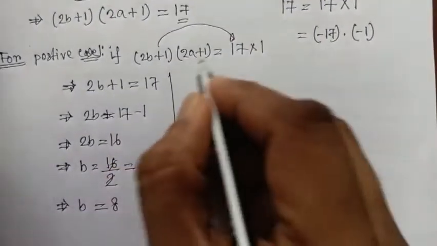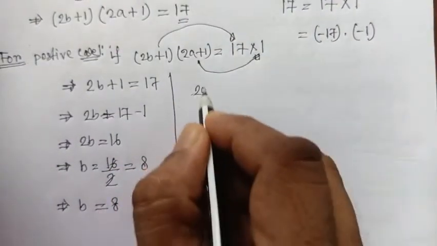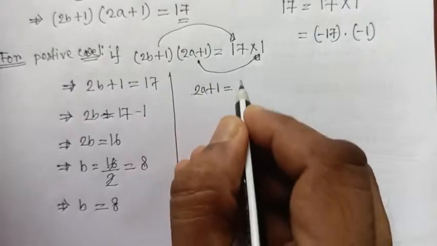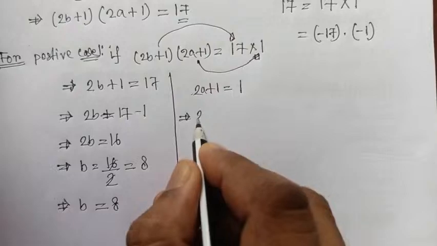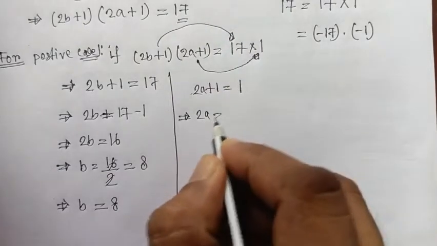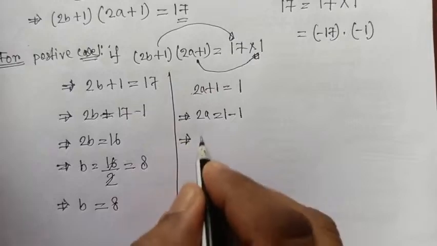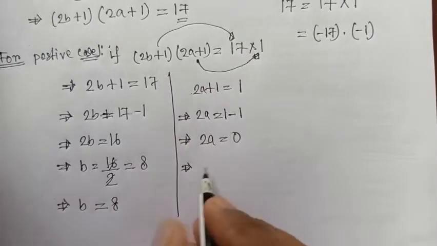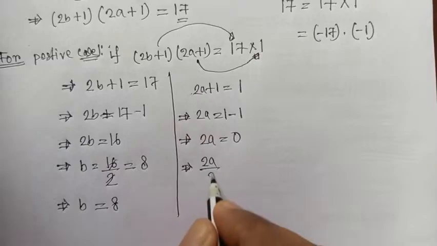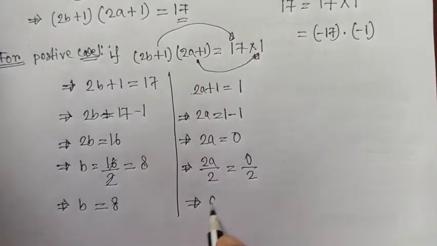Again, now 2a plus 1 will be 1 if we compare both sides. Now if we move that 1 to the right hand side, 1 minus 1, that is 2a equals 0. Now if we divide both sides by 2, we are getting the value of a is equal to 0.